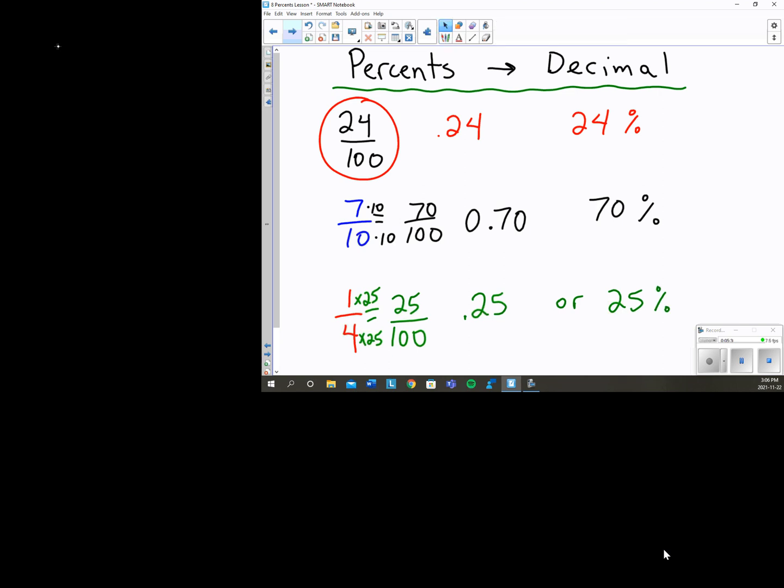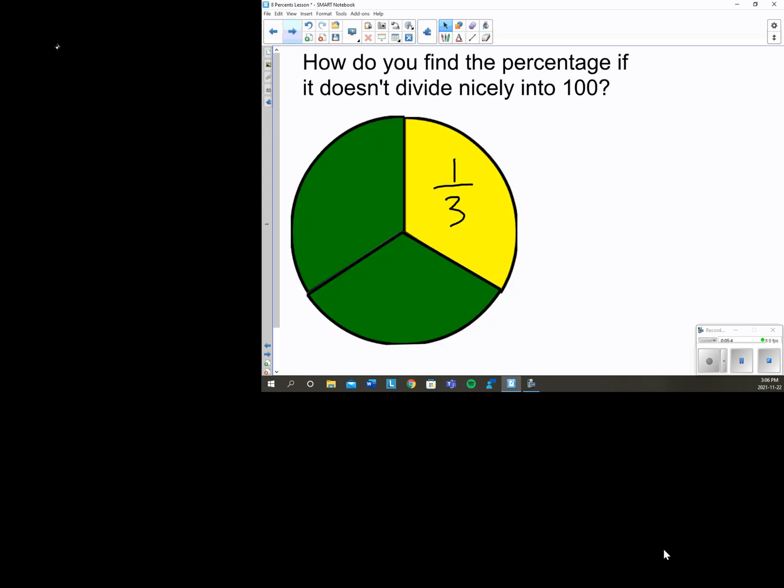So to go to decimals is pretty easy. To go back and forth from decimals to percent is quite easy. You move the decimal 2 places to the left or the right, depending on if you're going from percents to decimals or decimals to percents.